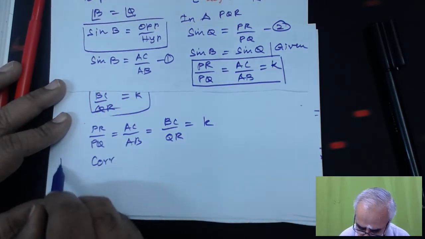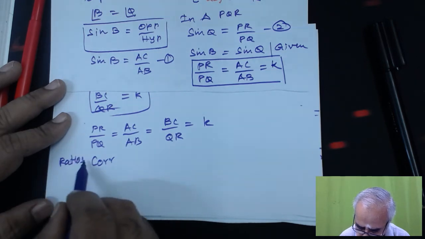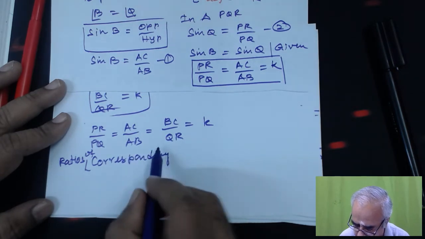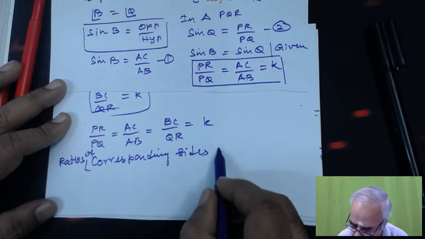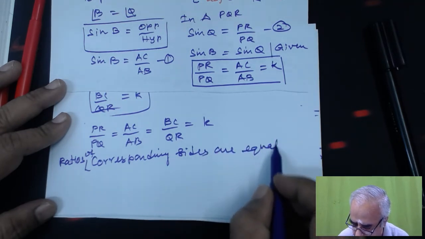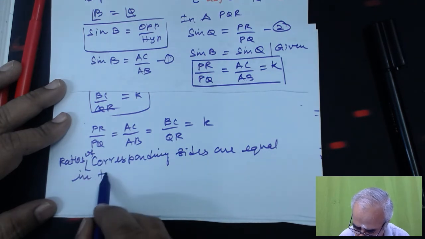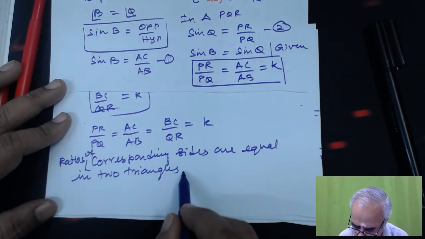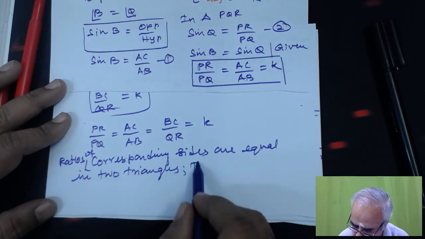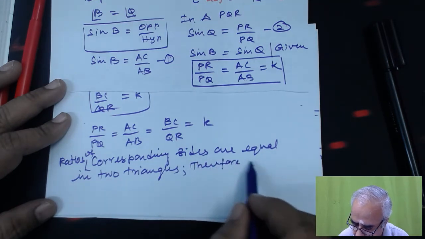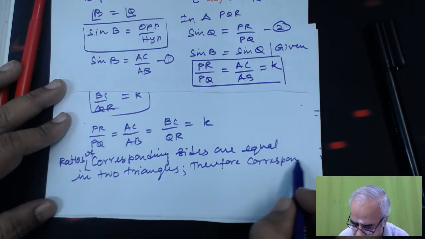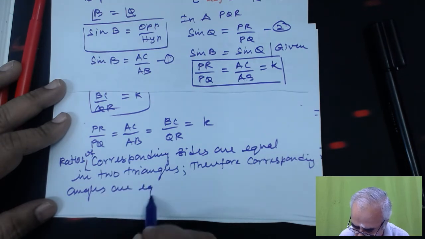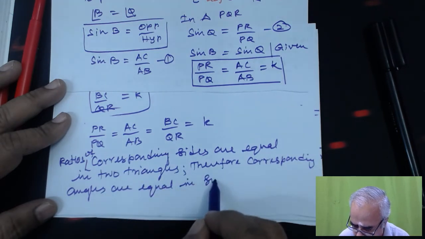So take down, the ratios of corresponding sides are equal in two triangles, okay, therefore corresponding angles are equal in similar triangles.